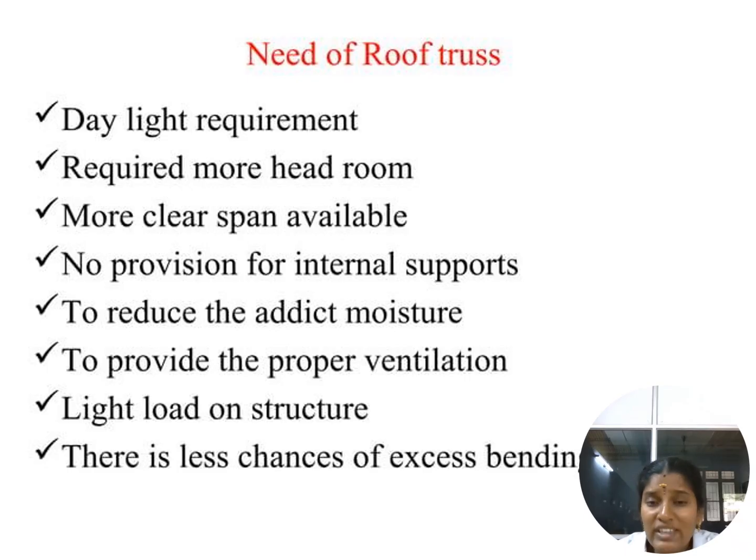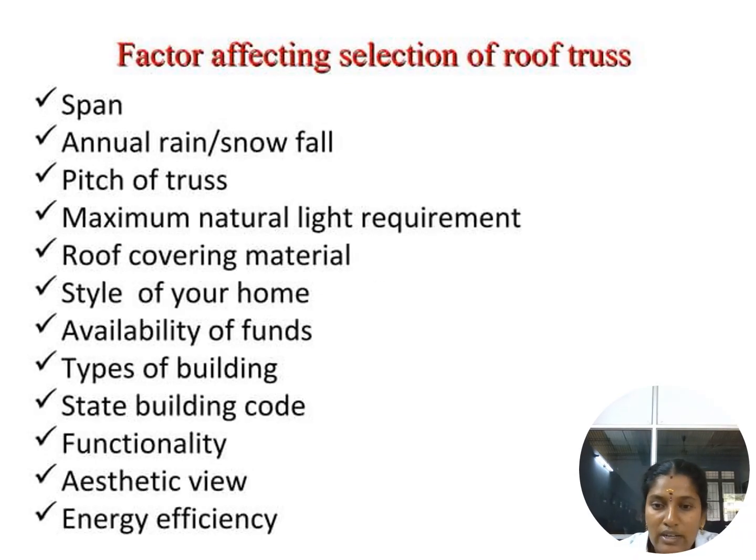So why do we need roof trusses? We have some requirements, right? It will provide the daylight requirement, and also requires more headroom, more height, and more clear span availability. We should provide roof trusses without internal supports. That is one major advantage. There is no provision for internal supports, then only we prefer the roof. That is why we prefer roof trusses, and it reduces attic moisture and provides proper ventilation also. With light load on structures, there is less chance of excess bending and shear forces.